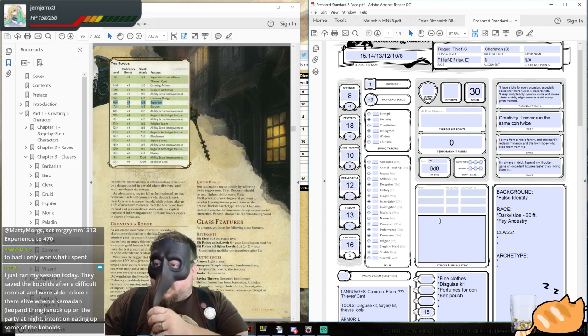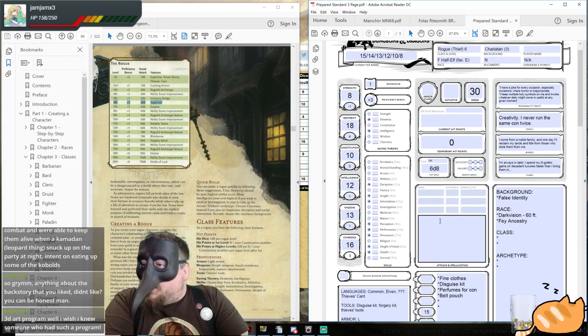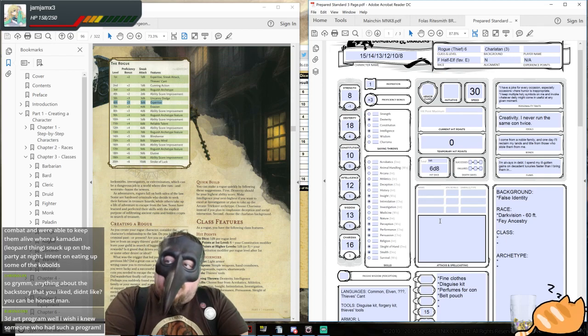Bobicus says you just ran a session today. They saved the kobolds after a difficult combat and were able to keep them alive when a Commodon, a leopard thing, snuck up on the party at night, intent on eating some of the kobolds. Ooh. This was the paladin that made that pact that it was a 1-for-1 kobold for a party member, right?